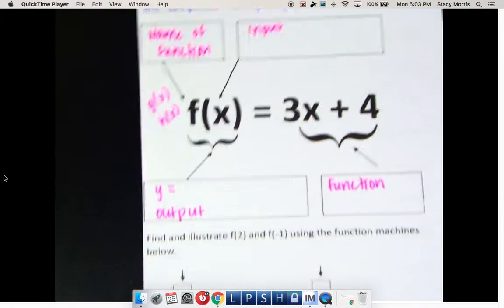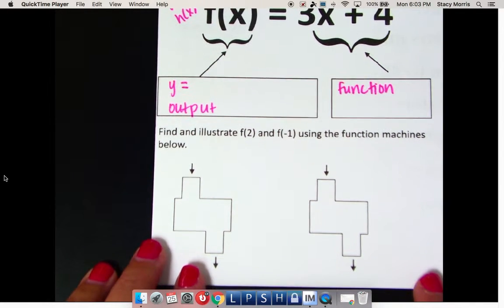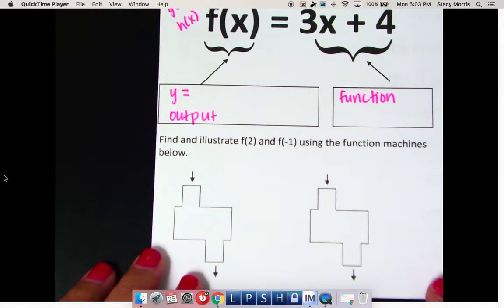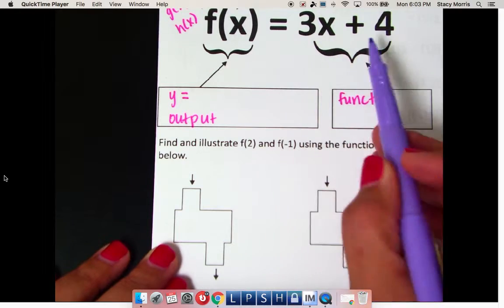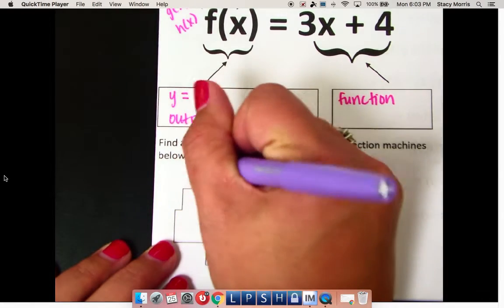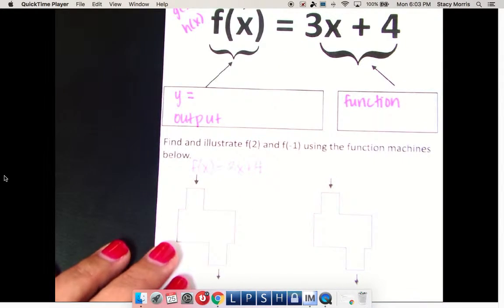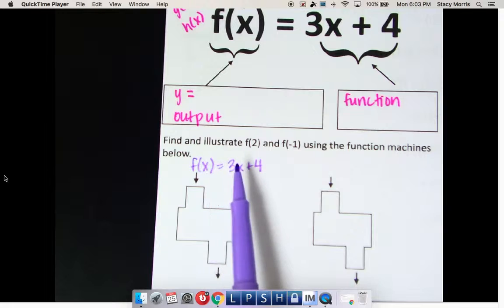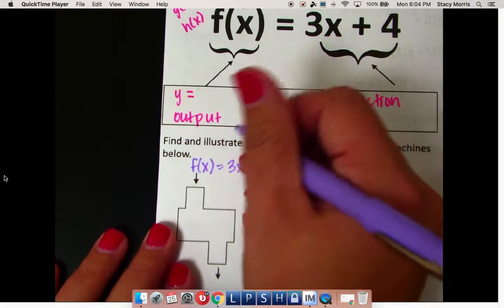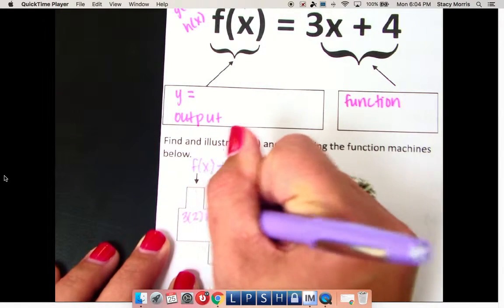All right, so this is how the math part actually works. It says find and illustrate f of 2 and f of negative 1 using the function machines below. We were given the function 3x plus 4, so we are using f of x equals 3x plus 4. They asked us to input a 2, so we are inputting a 2 in for the x right here. I'm going to write it in the box: 3 times 2 plus 4.